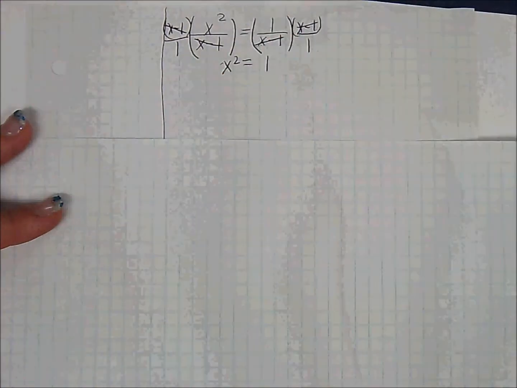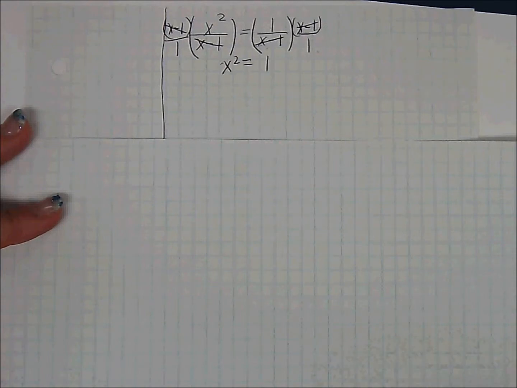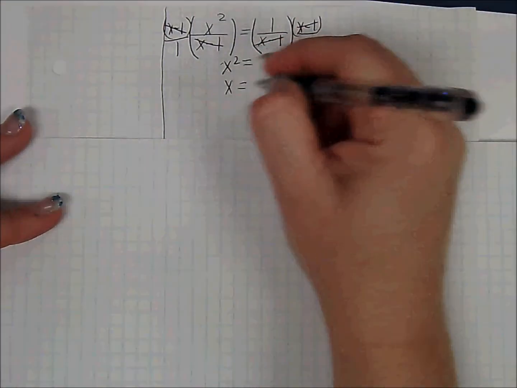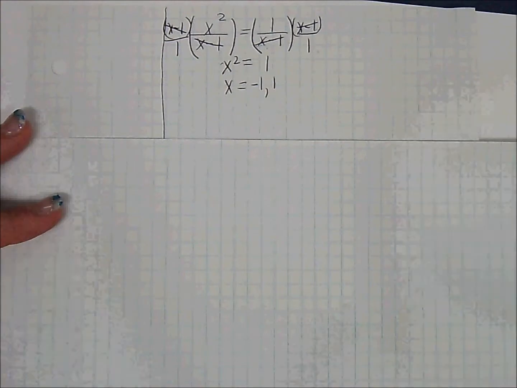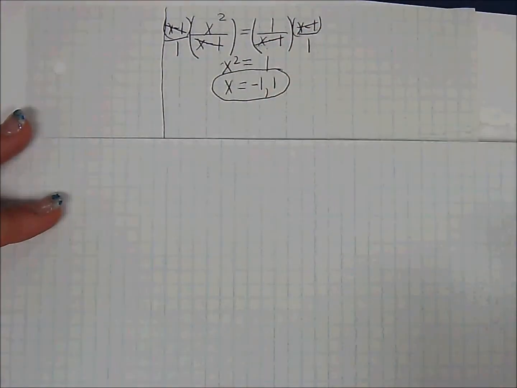And we have two possible answers for x. X can be 1 because 1 times 1 equals 1. And x could be negative 1 because negative 1 times negative 1 would also equal 1. So we end up with two possible answers.